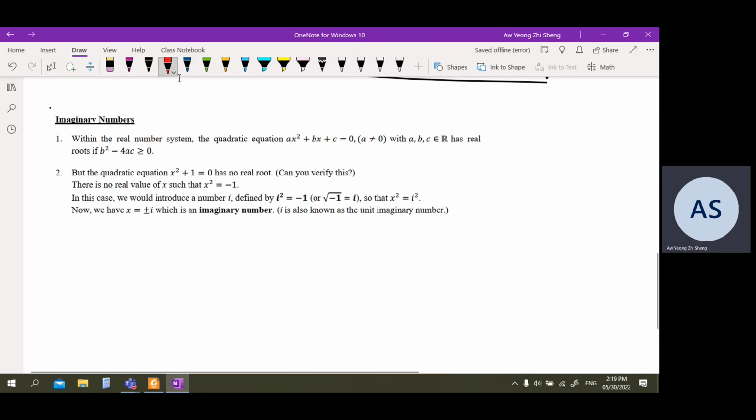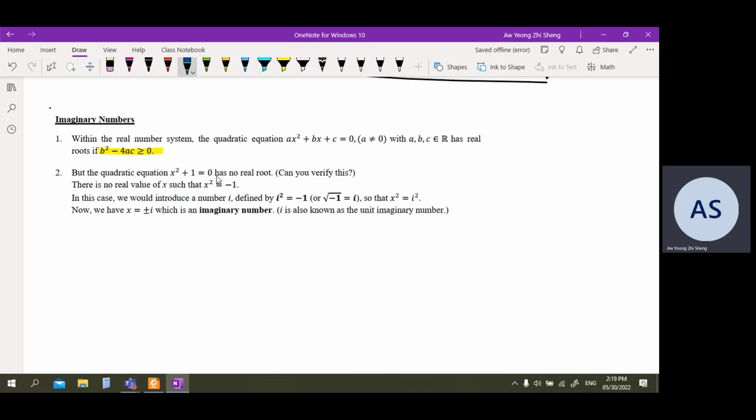Within the real number system, the quadratic equation ax squared plus bx plus c equals 0, where the coefficient of x squared, which is a, is not 0, and where a, b, c are real number coefficients, will have real roots if the discriminant b squared minus 4ac is more than or equal to 0. This is something that we have learned before in P1 quadratics. And in P1 quadratics, we also know that if b squared minus 4ac is strictly less than 0, then that equation would have no real root. Point number 2 gives us one such equation that has no real root.